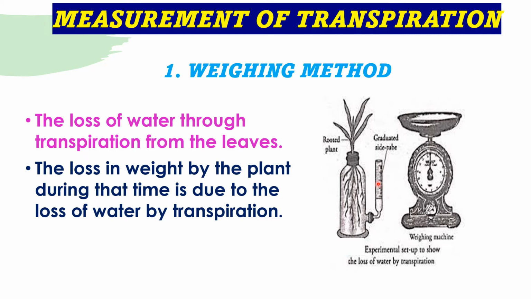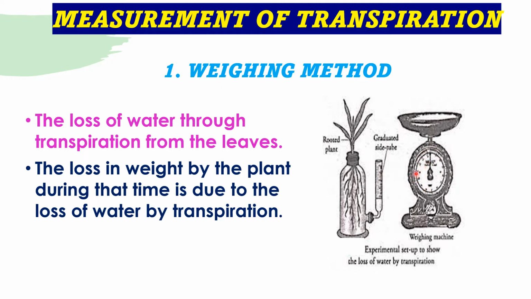This is very important. Then what you can see after 1 hour or after half an hour, the water level in the side tube falls. Here you can see that. To demonstrate loss of water through transpiration from the leaves. This would indicate the volume of water loss. Here that can be compared with the loss in weight with the help of a weighing machine.